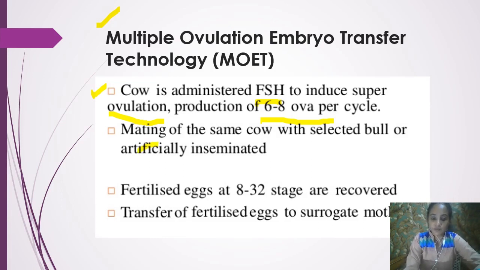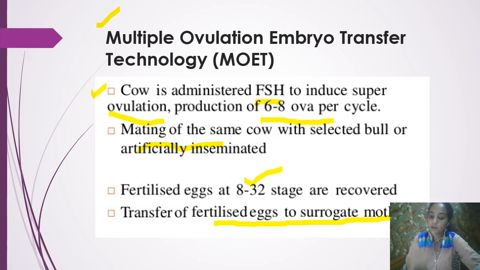Then mating of the same cow with a selected, superior bull, either in a normal way or by artificial insemination. Now the egg will get fertilized. After the insemination process, the egg gets fertilized, and when it reaches the 8 to 32 cell stage, the embryos are recovered. Recovered means we are taking them from the mother and transferring that fertilized egg, that embryo, to the surrogate mothers. So here, if it is 8 ova, 8 eggs, we get 8 embryos.